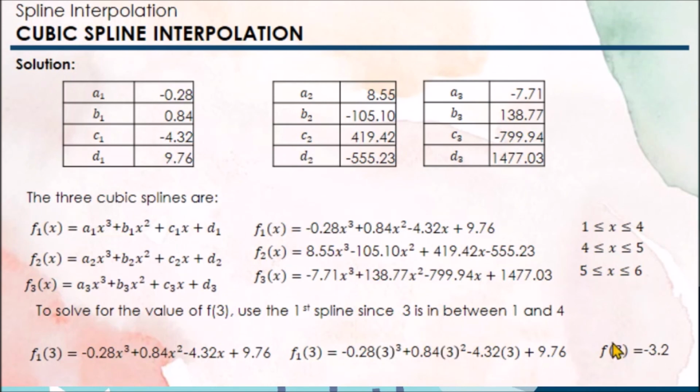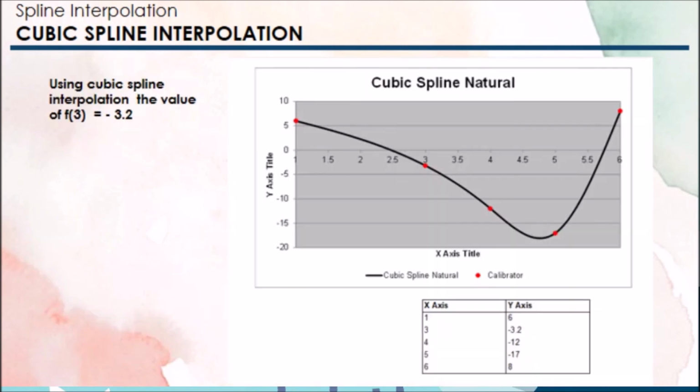So, it is far from the quadratic spline interpolation, because in the quadratic spline interpolation, our answer is negative 6. So, as we said, this cubic spline interpolation is more exact. So, that is negative 3.2. And then, we just graph it. So, using cubic spline interpolation, the value of f of 3 is equal to negative 3.2. So, this is what our graph will look like, considering our f of 3 which is equal to negative 3.2.